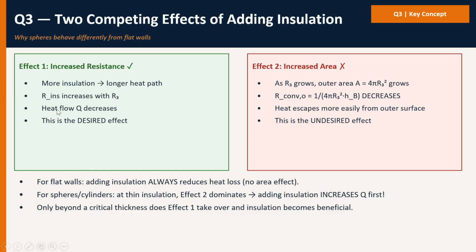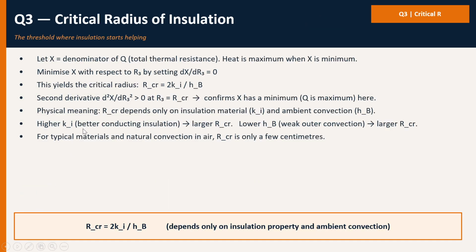And yeah, now we are moving on to the key points, the insights mentioned here. Now we are moving on to the next slide. In this slide we are calculating the critical radius of insulation. For that, we let x equal the denominator of Q, the total thermal resistance.